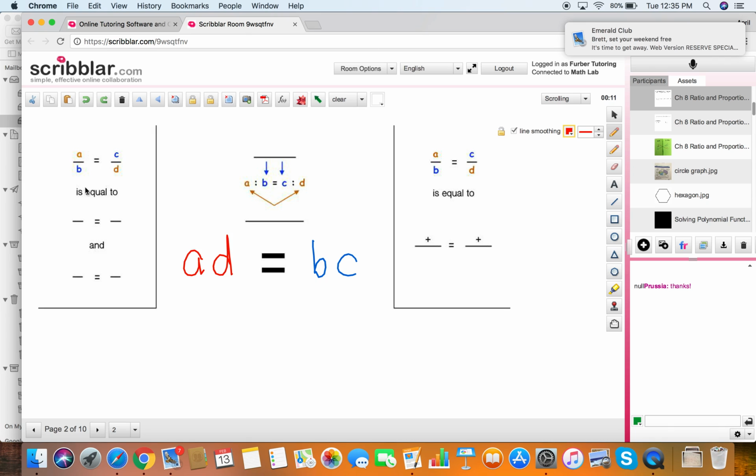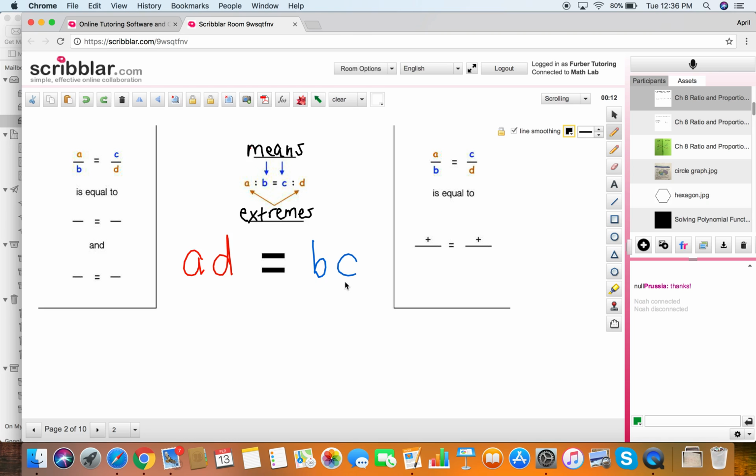If I were to write A is to B as C is to D with a colon, it would look like this. A is to B as C is to D. And when I write it like that, the inner variables and the outer variables, those values have names. The inner values, the B and the C, are called the means. And then the outer values, the A and the D, are called the extremes. And I remember that pretty easily because means sounds a little bit like the middle, and extremes, those are on the outer edges, so they're on the extremes. So that's one way that I remember those.